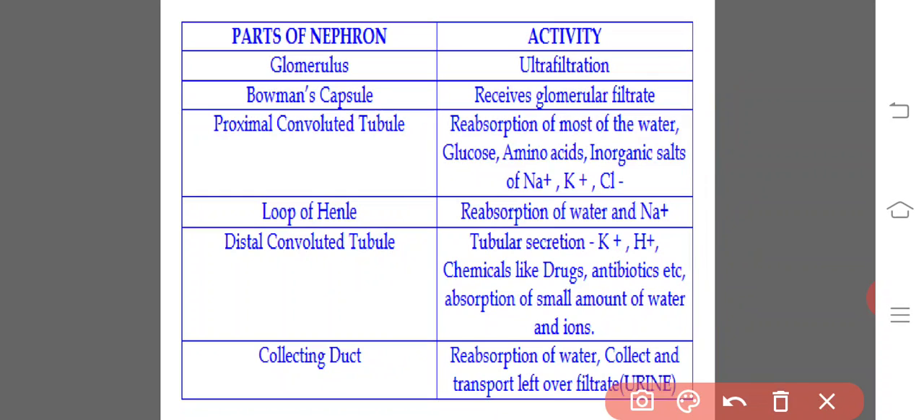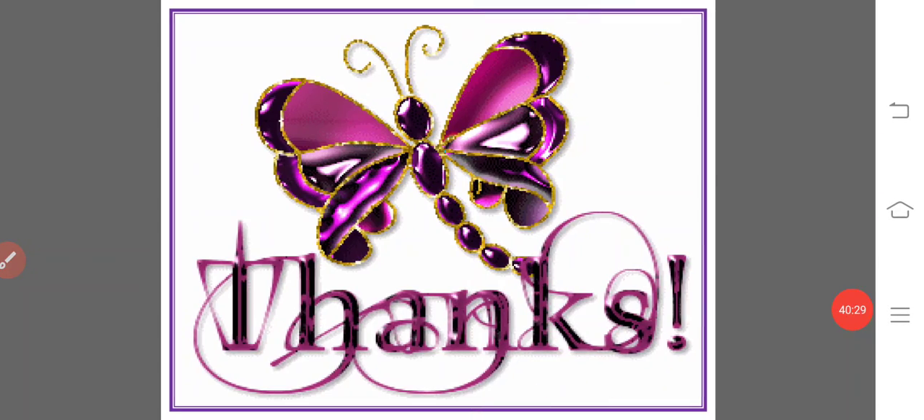So until this point we have covered the structure of the kidney, right, and the structure of the nephron and their parts and their functions.